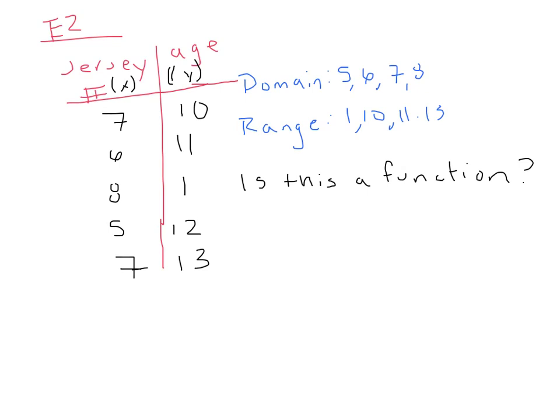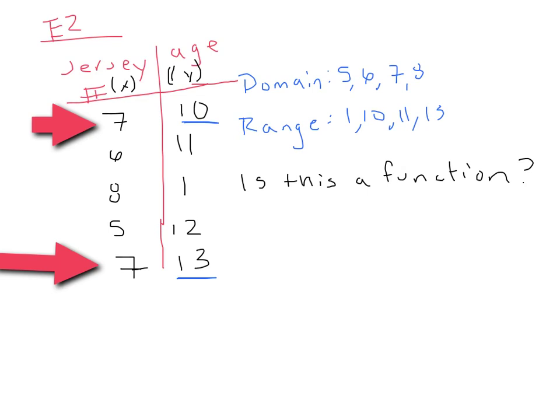We should have seen that we have two numbers here that are causing us some issue. We have a 7 right here, and we have a 7 right here. Now, if these 7s both had the same range, the same y coordinate, or the same output, those words are interchangeable, output, y, range, that would be okay. But we have two different y ranges, or two different outputs, 10 and 13.